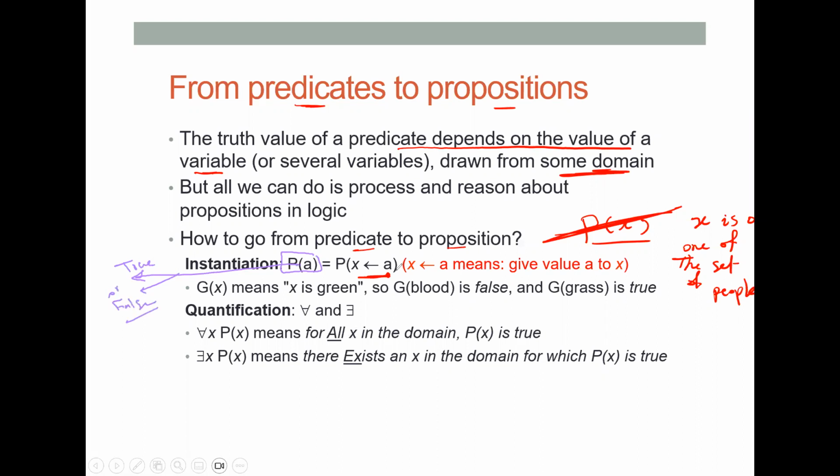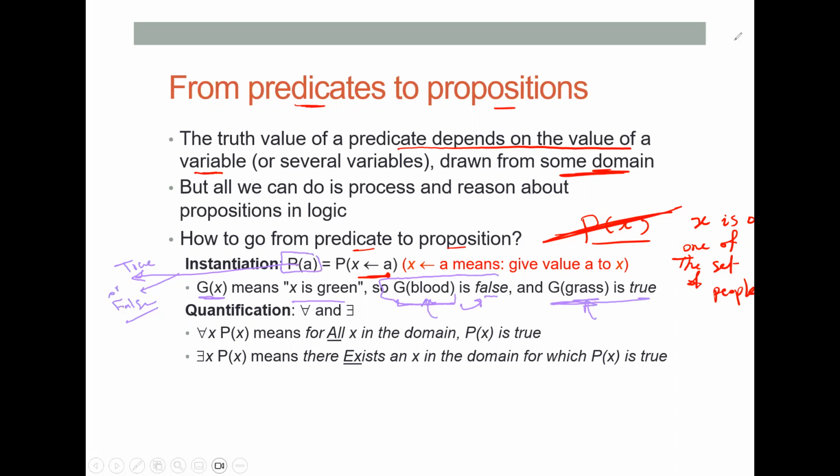Okay, so for example, again, G of X, the example I just mentioned in the previous slide, means that X is green. So for G of blood, the blood color is not green, it's red. Which means that if you instantiate X with blood, the overall predicate is converted now to a proposition which has the value false. However, for G of grass, the grass has a green color, so its value is true.